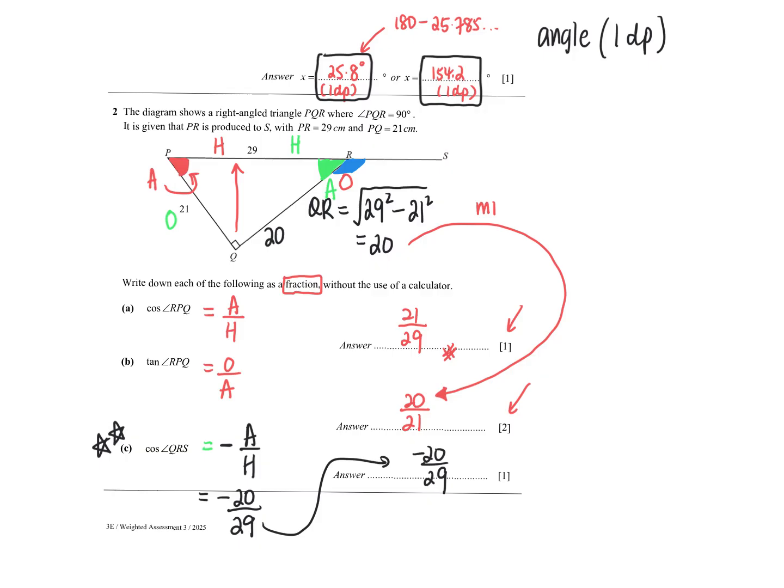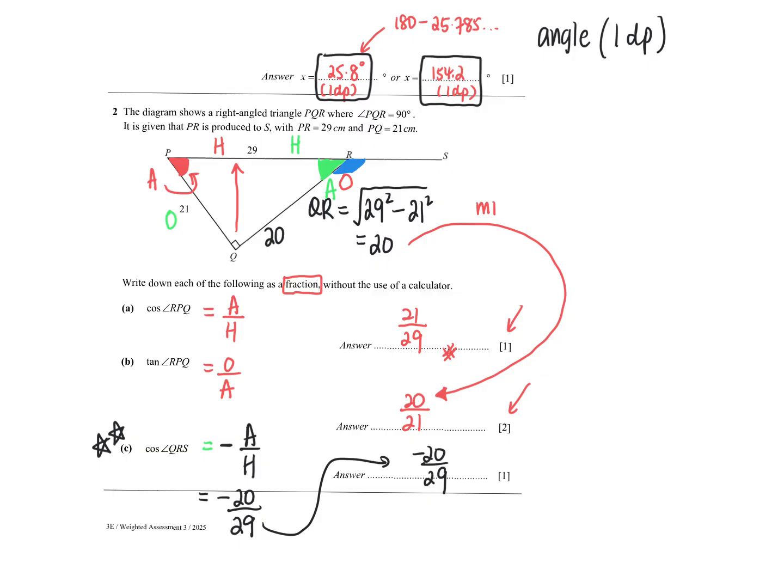What if QRS is acute? Then straight away A over H. Don't even need to add negative. Why? As long as it's acute angle, the sine, cosine, tangent ratio is all positive. For obtuse, only cosine and tangent is negative. Okay, so this is part 2.